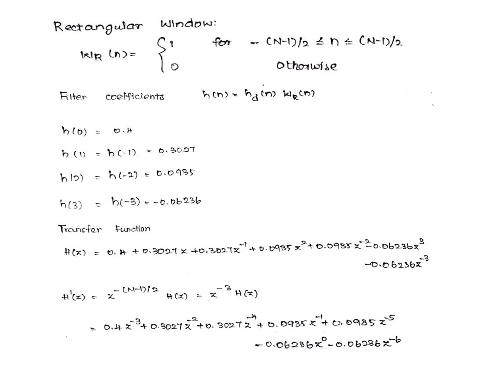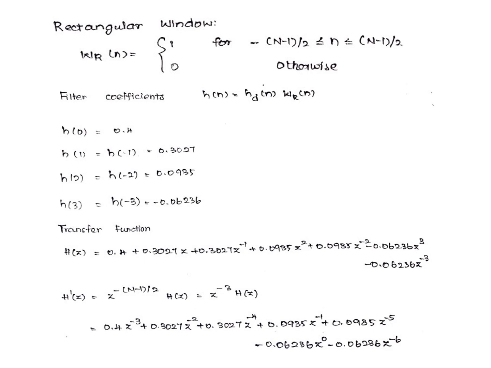So the formula is h of z is equal to summation of h of n, n is equal to minus (n minus 1) by 2 to (n minus 1) by 2, z power minus n plus z power plus n. So h of 0 value is 0.4 plus h of 1 value is 0.3027 into z power 1 plus 0.3027 into z power minus 1 plus 0.0935 z power 2 plus 0.0935 z power minus 2 minus 0.06236 z power 3 minus 0.06236 z power minus 3.